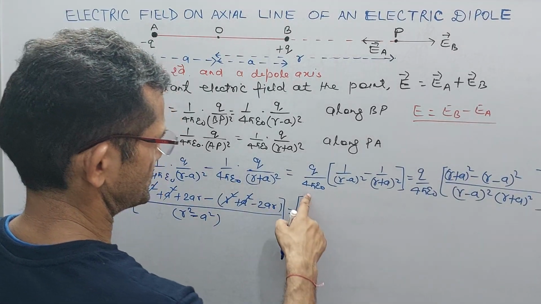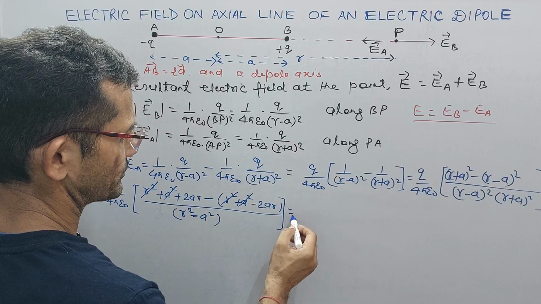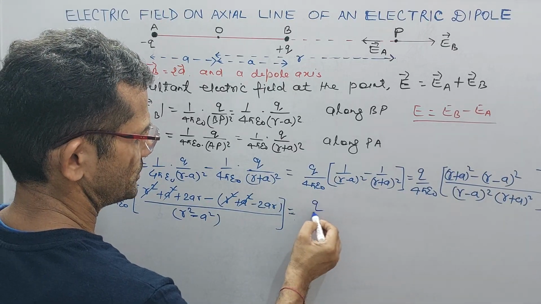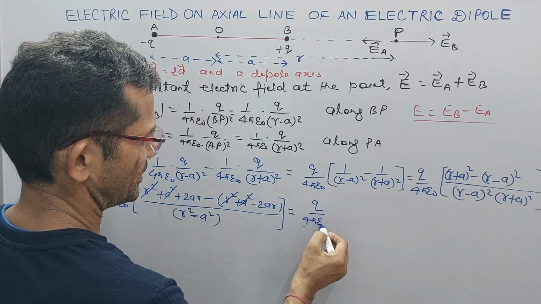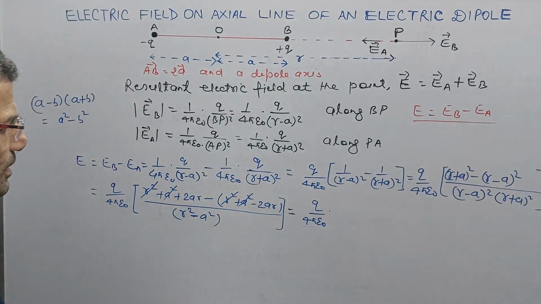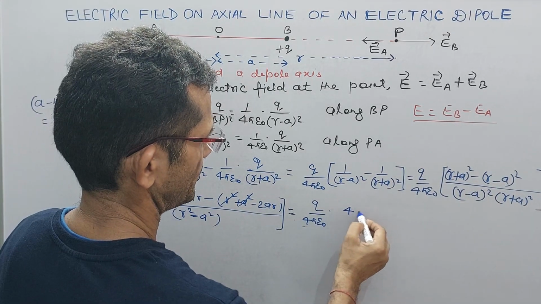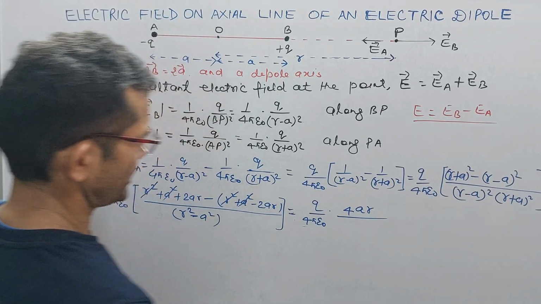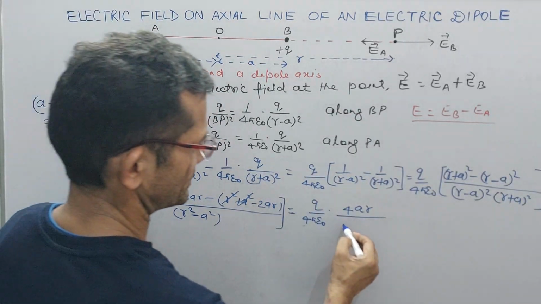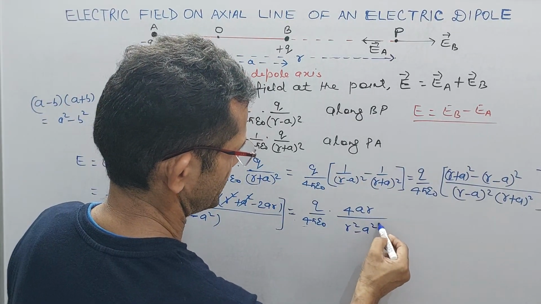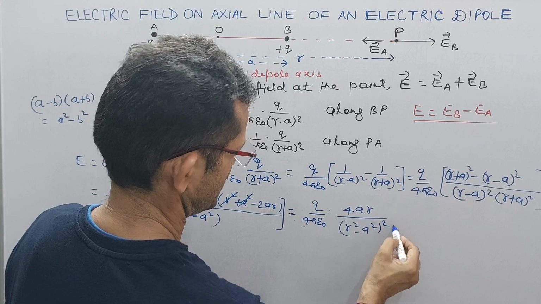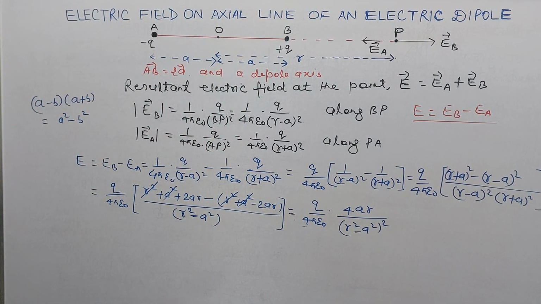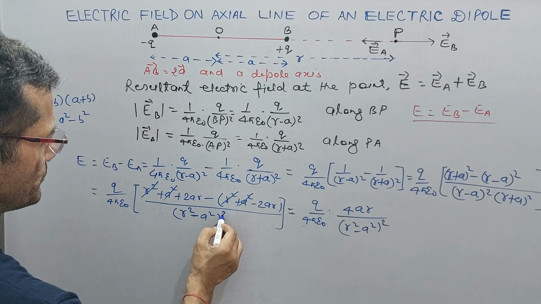Now the final expression, therefore, is Q divided by 4 pi epsilon naught, times 4AR divided by R square minus A square, and it's a whole square. Here is the whole square also.